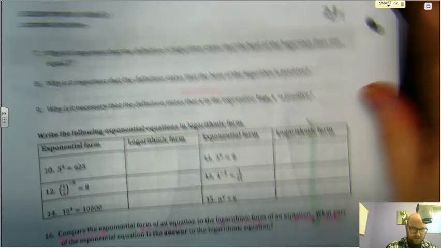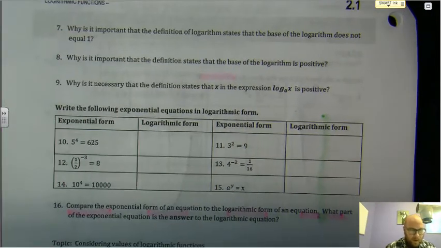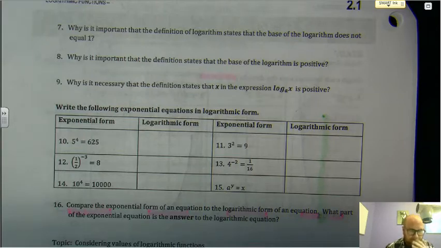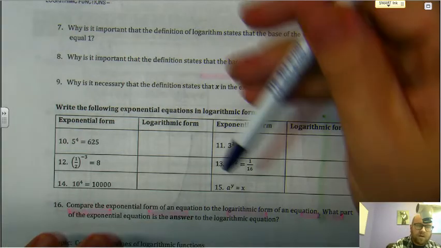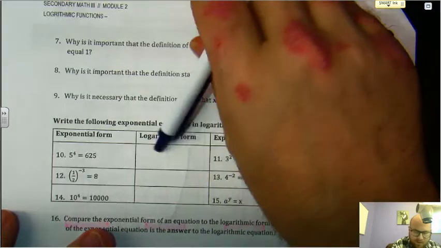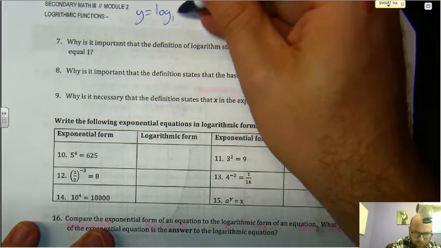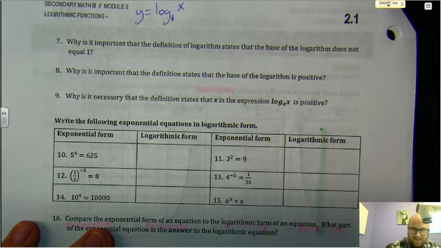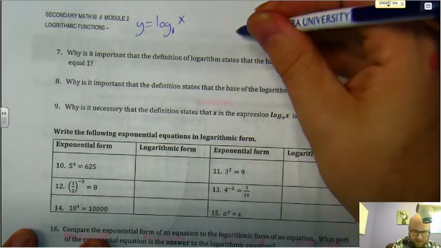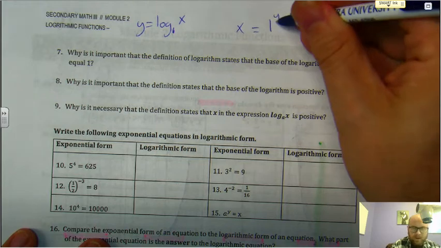Okay, there's some questions here. Why is it important that the definition of a logarithm states that the base of the logarithm does not equal 1? Well, think about it this way. Okay, so if we have y equals the log of base 1 of x, well, that's the same thing as x equals 1 to any y power.